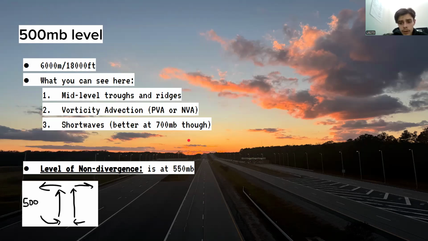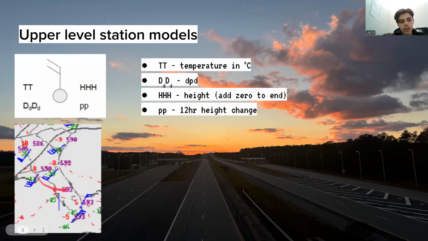All right, so at the 500 millibar level, what do we look at? First, what height is it at? Around 6,000 meters, 18,000 feet. In my opinion, meters is more useful to know because that's what's in the geopotential height. So that's how you would know that this is at the 500 millibar level, because these are close to 6,000 meters if you add a zero on the end of that. That's 5920, 5930.